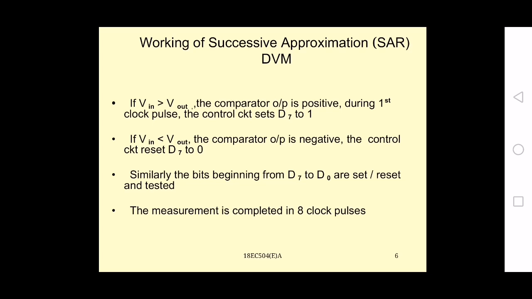D6 will be 1. Again we convert that control word register into the respective Vout signal by the D to A converter. Again it is checked against Vin. Based on that, the comparator will generate D6 as 1 or 0. So it continues up to D0, and we perfectly approximate the input signal. So the measurement takes place and is completed in 8 clock cycles.